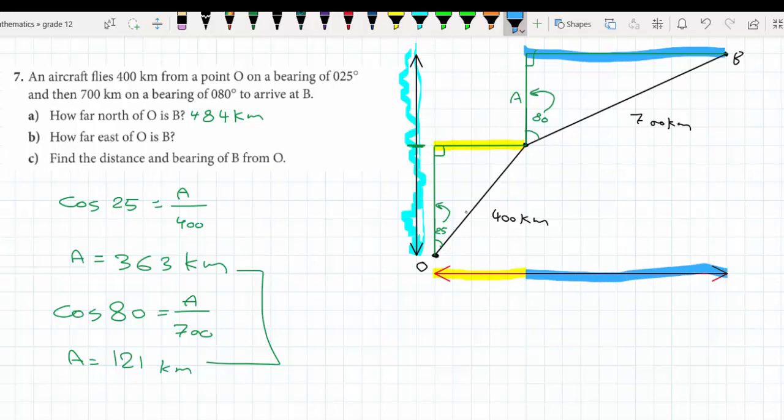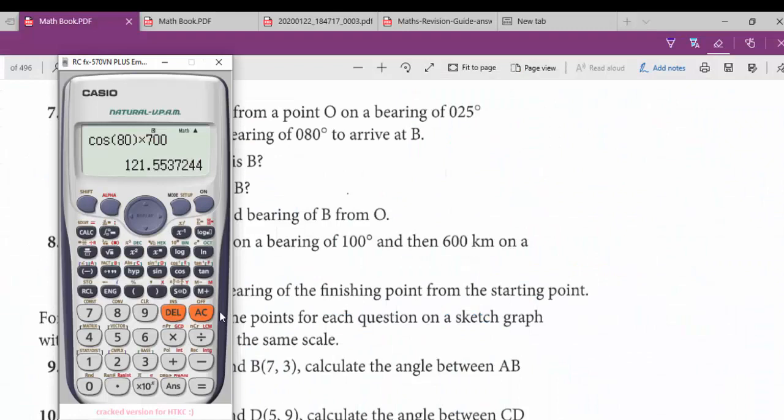So it means this time we are going to find the opposite of angle 25 and the opposite of angle 80. We can do this by using sine. Sine of 25 is equal to opposite over hypotenuse, opposite over 400. Then to get rid of the 400, to get the opposite, we multiply the sine of 25 by 400. Then sine of 25 times 400 is 169.